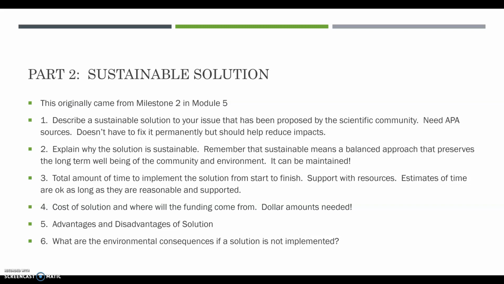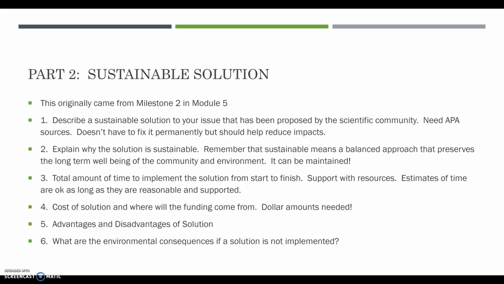So remember that sustainable means that it's a balanced approach that preserves the long-term well-being of the community and the environment. So it's something that can be maintained over time. It's not supposed to be this outlandish, super expensive, we're going to have to keep paying $1 billion every year to make it run. That is not sustainable, right? Then you're going to talk about the total amount of time that it takes to implement the solution from start to finish. Again, that's going to have to be supported with resources. You can estimate the time as long as it's reasonable and supported.